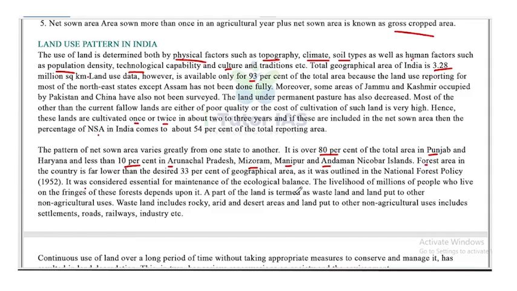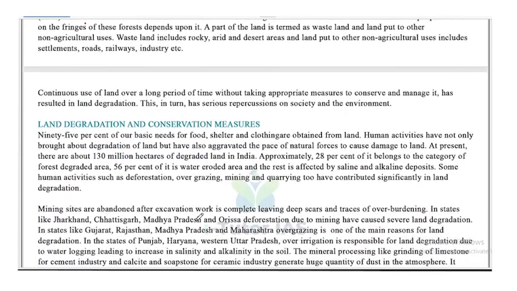A part of the land is termed as wasteland and land put to other non-agricultural uses. Wasteland includes rocky, arid and desert areas, and land put to other non-agricultural uses includes settlements, roads, railways, industries, etc. Now, continuous use of land over a long period of time without taking appropriate measures to conserve and manage it has resulted in land degradation. So this in turn has serious repercussions on society and the environment.